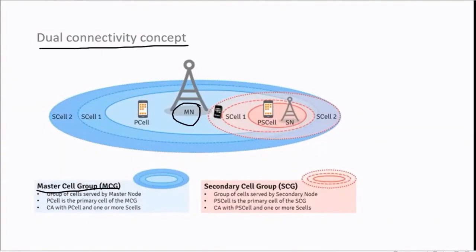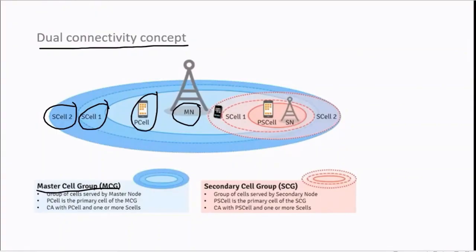And we are going to have one cell called the primary cell. That is the primary cell of the MCG or the master cell group. And we will have the secondary cells as well, right? So we can have various secondary cells. So we can do carrier aggregation between the primary cell and one or more secondary cells that belong to the master node.